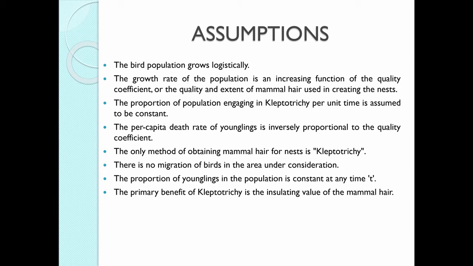The only method of obtaining mammal hair for nest is kleptotrichia. There is no migration of birds in the area under consideration. The proportion of young birds in the population is constant at any time t. The primary benefit of kleptotrichia is the insulating value of the mammal hair.